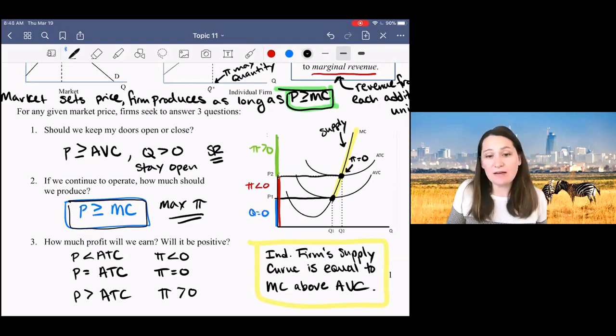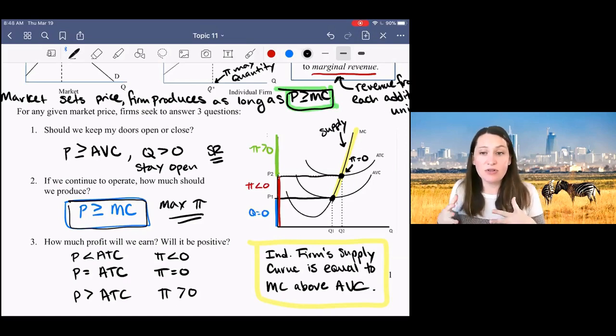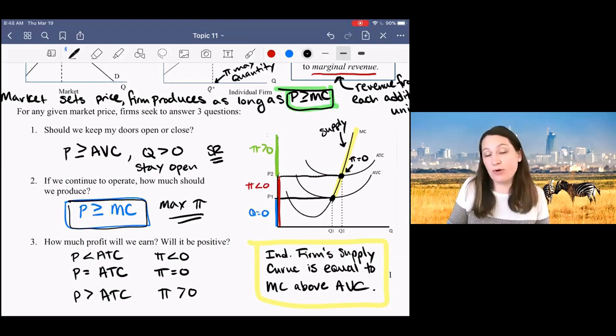And remember, from the beginning of the class, I've been telling you that you should think about supply as the cost of production. We've just defined that a little bit more carefully. Supply is equal to the marginal cost of production, as long as the firm is earning enough profits to operate in the short run.